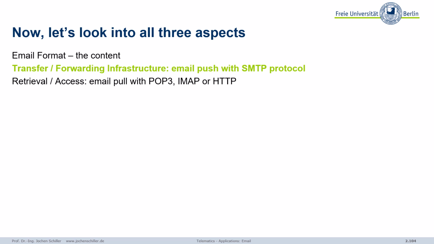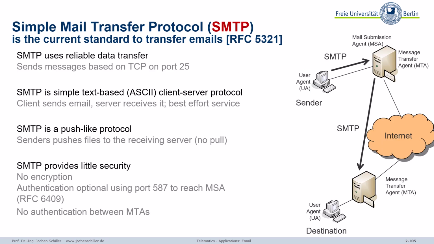Now we have to have a closer look into the transfer, forwarding infrastructure. So what does it mean? Email, basically you push the message through the network with the help of SMTP, the Simple Mail Transfer Protocol. It's very simple, and it's an old protocol with many RFCs, so that's the current standard to transfer emails. It's a very simple protocol using reliable data transfer.